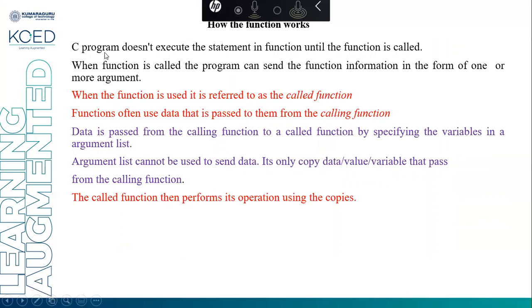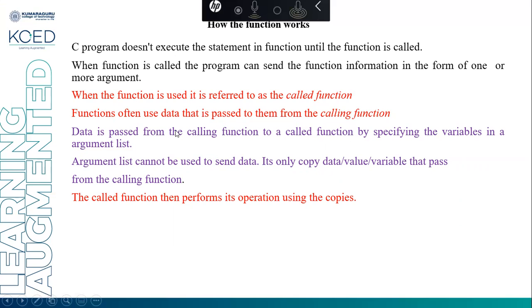So how does a function work? A C program does not execute the statements in a function until the function is called. When a function is called, the program can send the function information in the form of one or more arguments. When a function is used, it is referred to as a called function. Functions often use the data that is passed to them from the calling function. The calling function passes the data, which is used by the called function. Data is passed from the calling function to a called function by specifying the variables in the argument list.